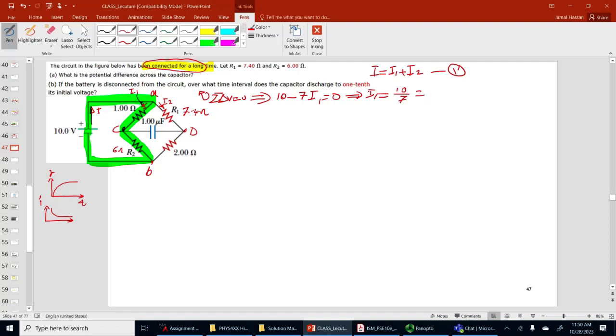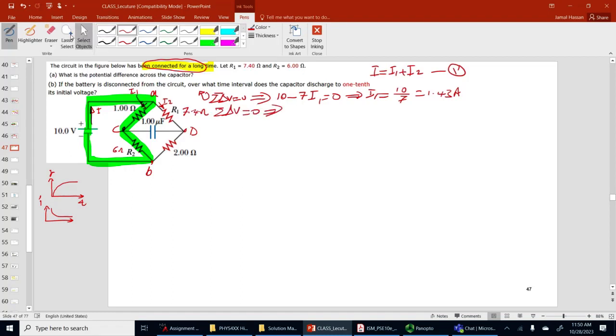So I1 is equal to 10 divided by 7, which, with some approximation and significant digits, equals 1.43 ampere. Okay, now let's apply the same rule to the right loop.